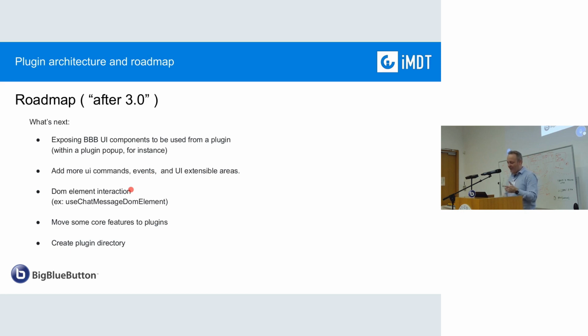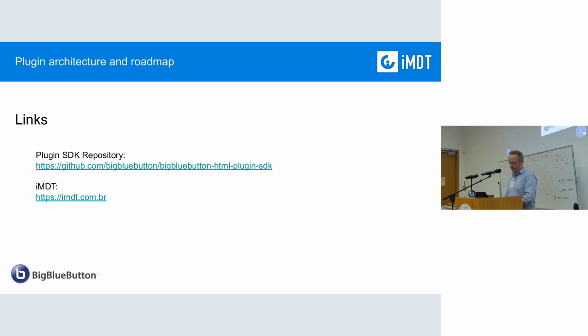DOM element interaction. This is really nice and it's very quick to explain. BBB will give the plugin a DOM element and the plugin can do something with it. So the idea is that we can allow syntax highlighting in the chat, for instance. If you want to add LaTeX, some kind of scientific notation, it will render in the place of the chat. And we also want to move some core features to plugins and create the plugin directory. This is the link and that's all. Yeah, that's it. Thank you.